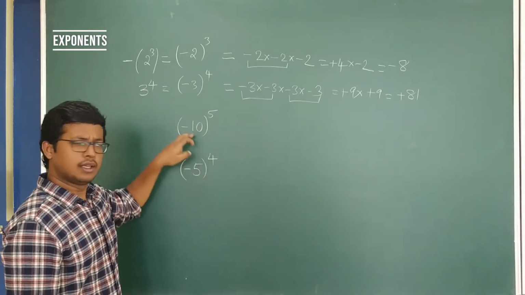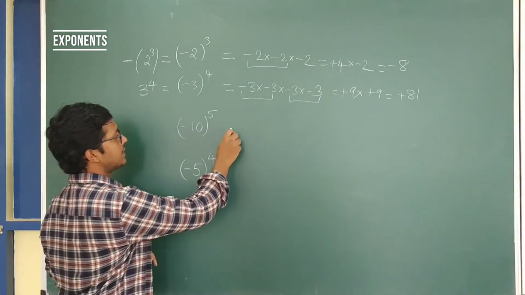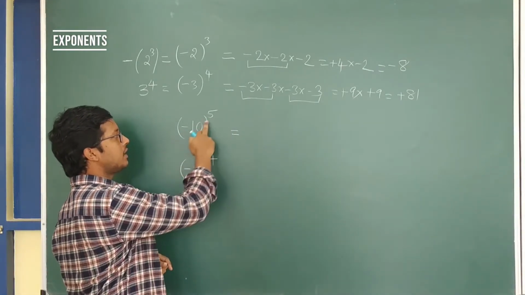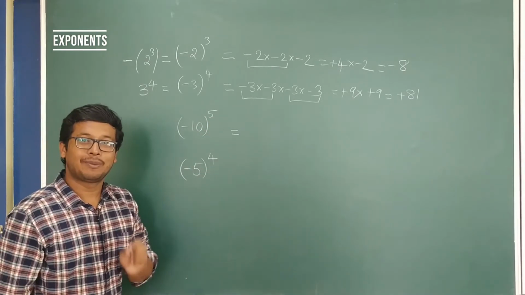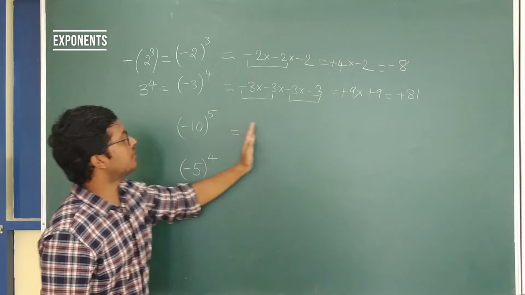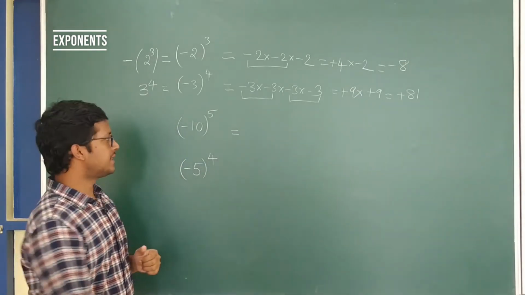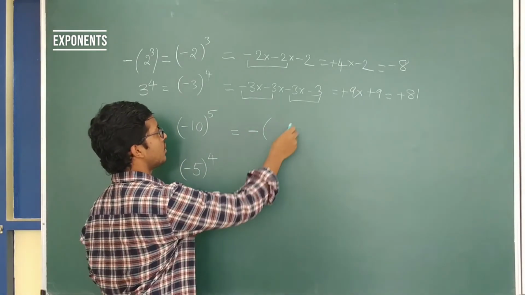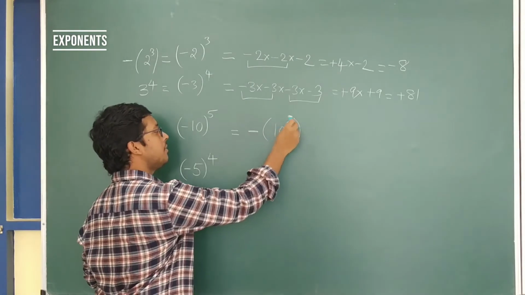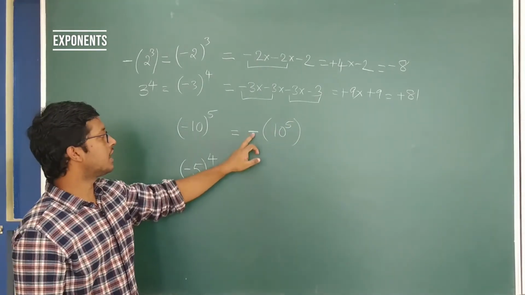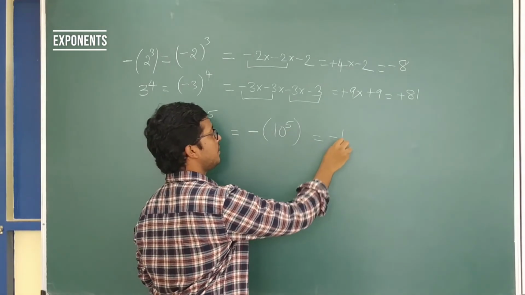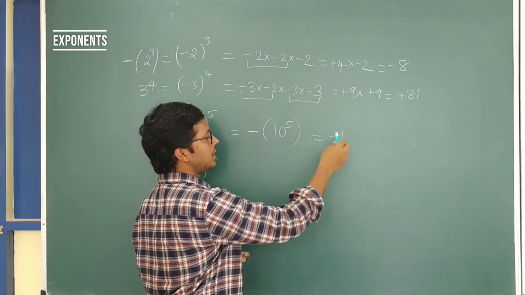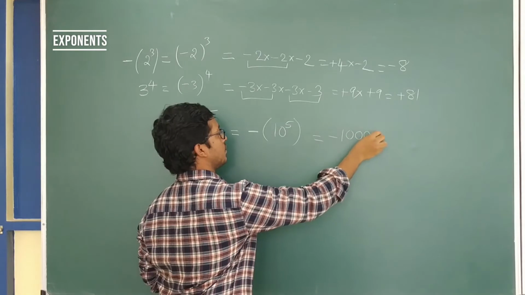Let's check this one, minus 10 raised to 5. As I said, its base is negative, power is odd, the answer will be negative. So instead of writing and then again grouping, I can straight away write this one as minus of 10 raised to 5, because I am very much sure that the answer will be negative. Now 10 raised to 5 will be 10 multiplied 5 times, so it will be 1 followed by 5 zeros.